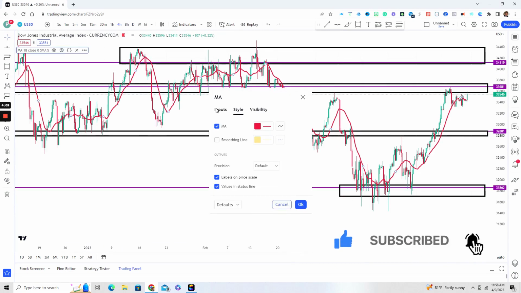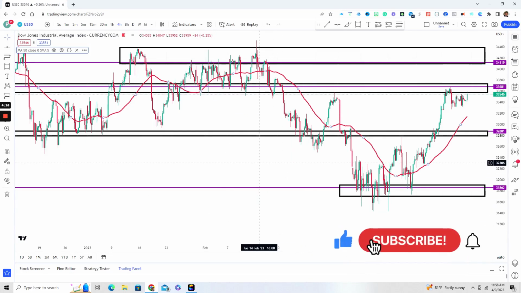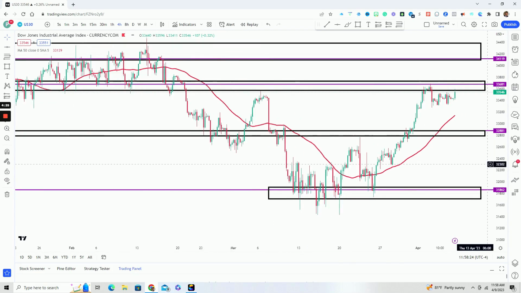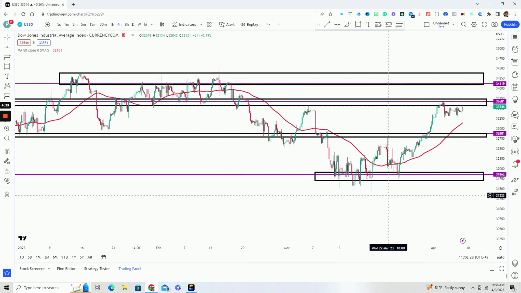You want to go over to inputs, and you want to change that to 50 and drop that in there. If you want to change the color, the thickness, and all that good stuff, you can, but you can do that later, on your own. So I want to bring in the 50-day moving average, and I'm going to show you why as we drop down to some smaller time frame.